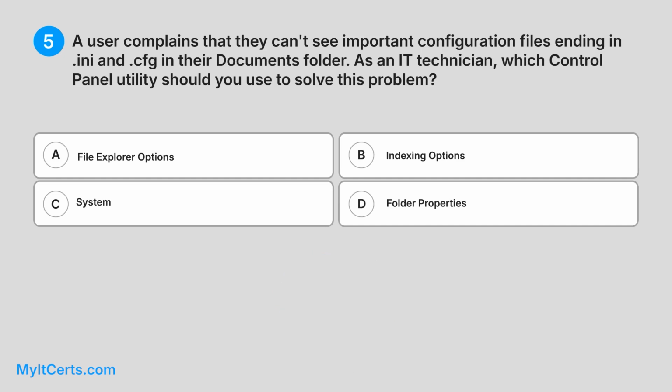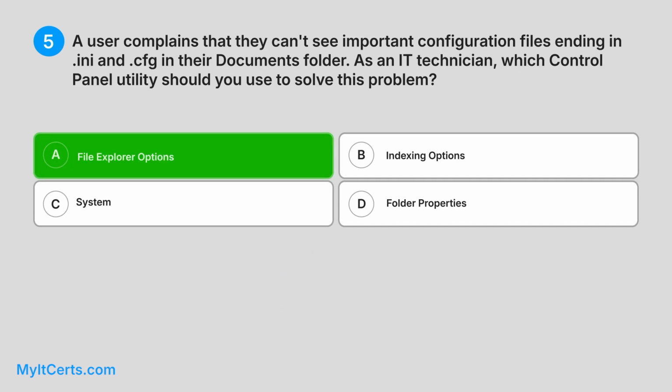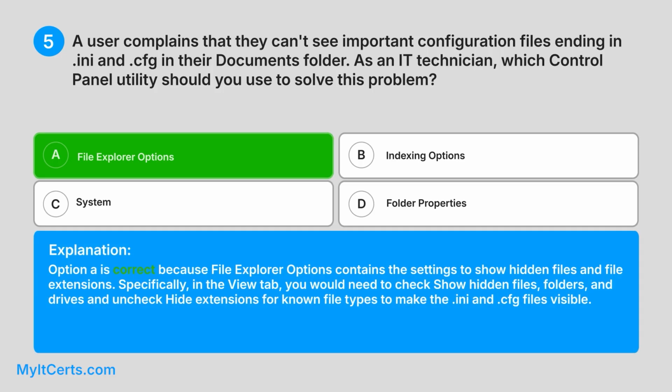Correct answer. A. File Explorer Options. Explanation. Option A is correct because File Explorer Options contains the settings to show hidden files and file extensions. Specifically, in the View tab, you would need to check Show hidden files, folders, and drives, and uncheck Hide extensions for known file types to make the .ini and .cfg files visible.